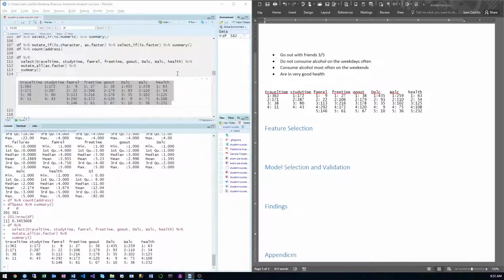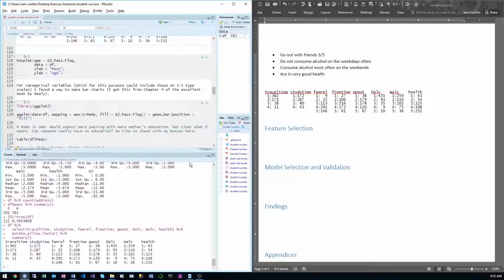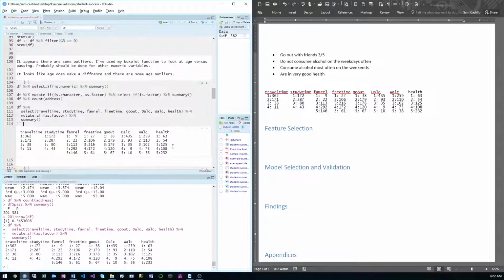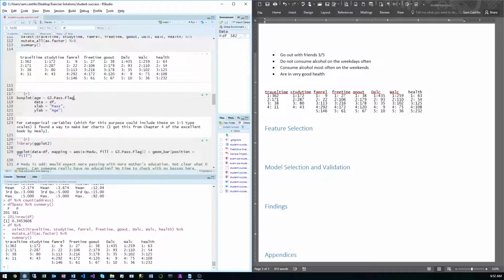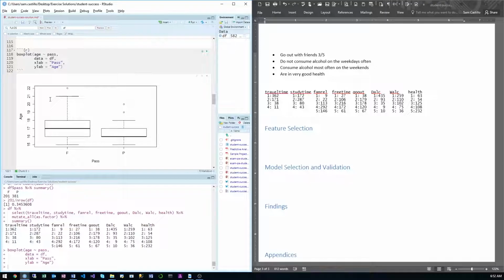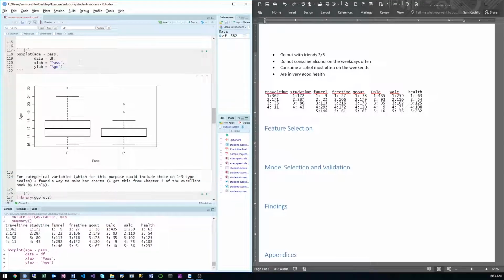Okay. And it appears there's some outliers. I've used my box plot function to look at age versus passing. So these are the failures. And you can see that they have a higher age on average.